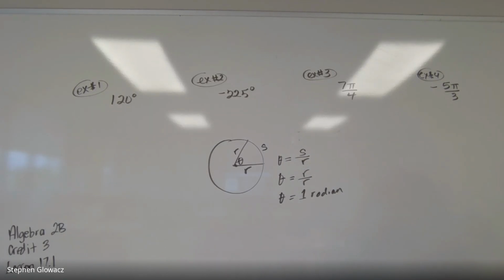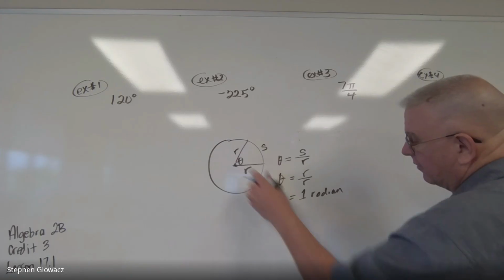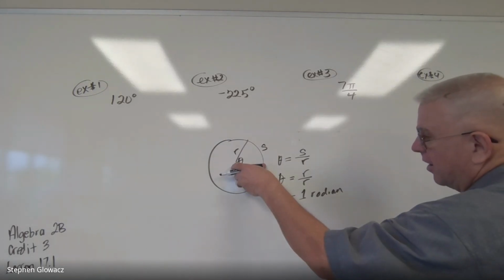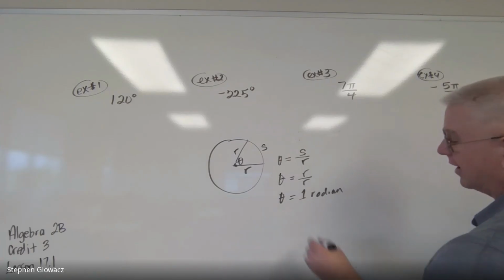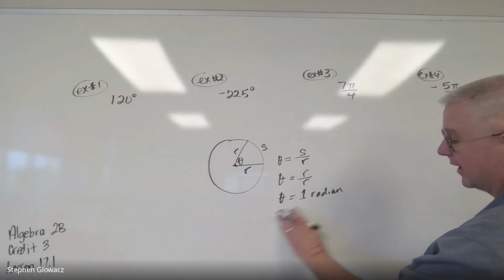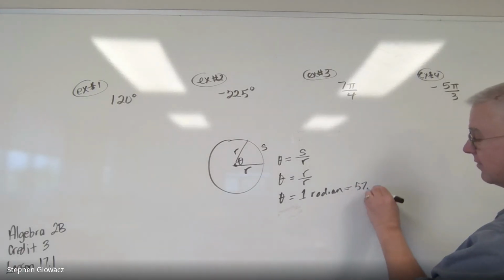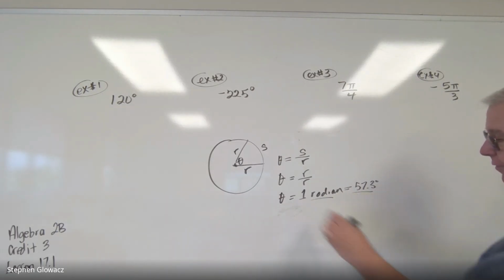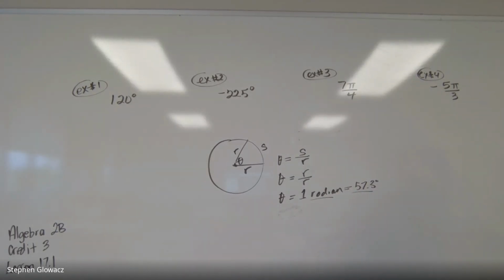Now, one other fun fact too, that's about 1 radian there, because you can see the radius and the arc length are the same there. Fun fact, it's about 57.3 degrees. So if you kind of wanted a conversion or a rough estimate.